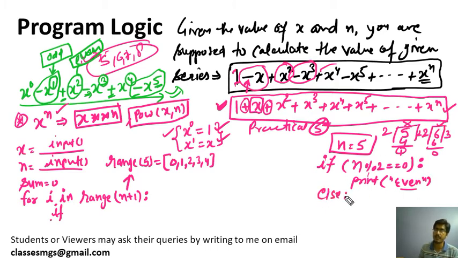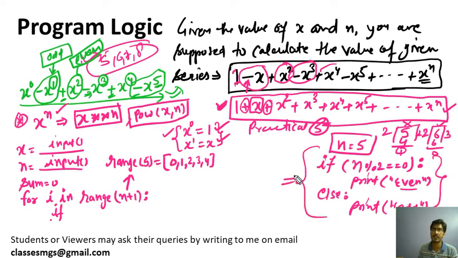Else, if the number is not divisible by 2, that means the remainder is not 0, something else remainder will be there, and in that case the number will be odd. This is the basic logic for calculating even and odd numbers. This you should know, then only you will understand this.